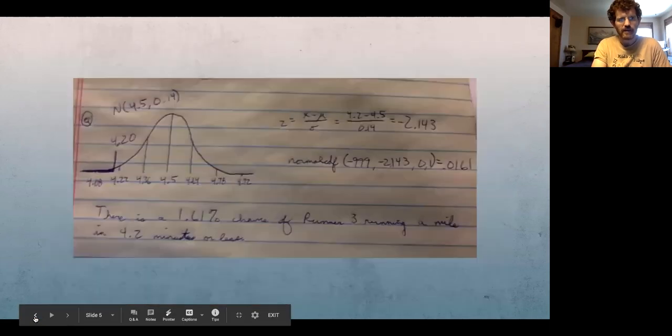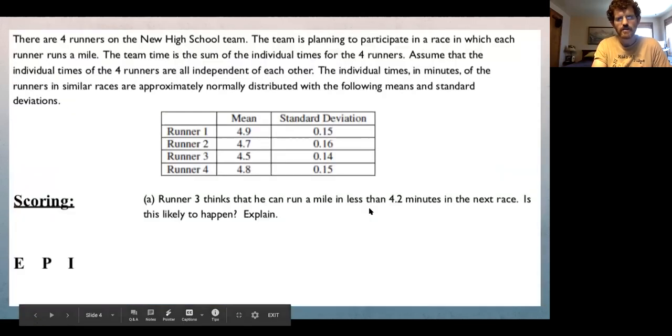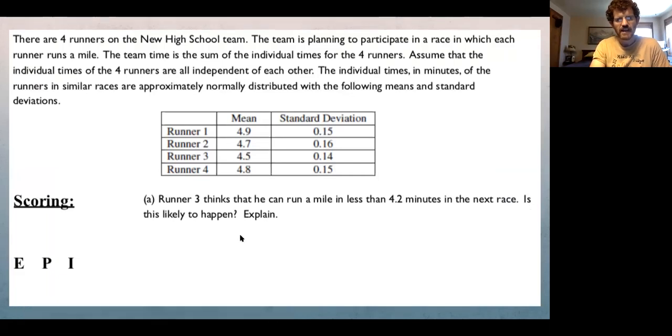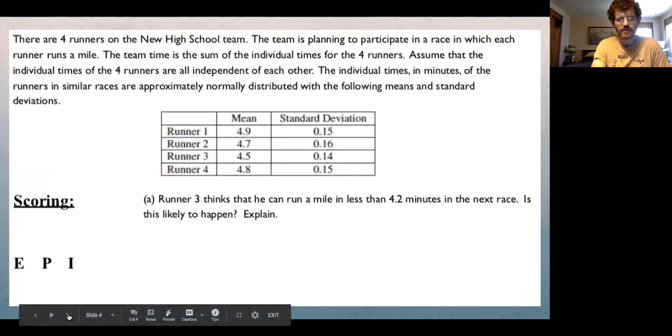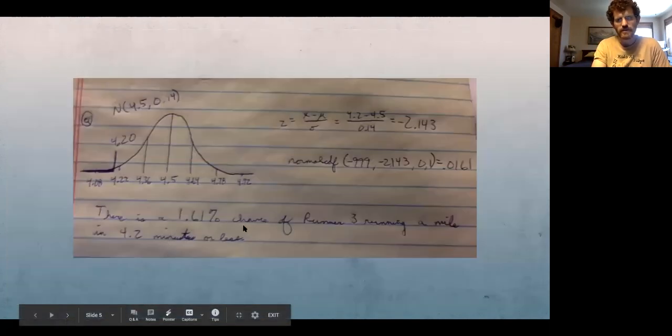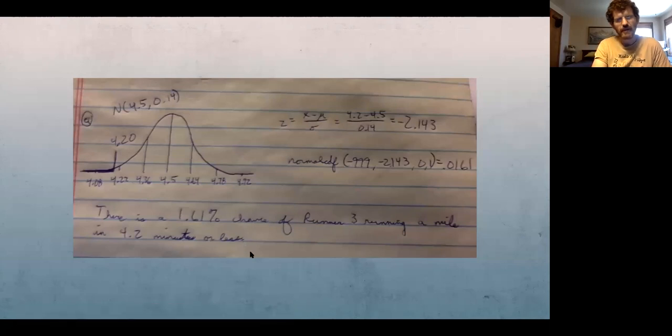And let me go back real quick to the beginning. And you can see the question is, is this likely to happen? If I go to my answer, I said there's a 1.61% chance of runner 3 running a mile in 4.2 minutes or less. Now, you could argue that is a direct answer to the question, but I didn't actually say yes or no. I never said that it was likely or unlikely, because maybe in my head, 1.61% chance is a likely thing to happen. So here, I'm not sure this would qualify as a 4.